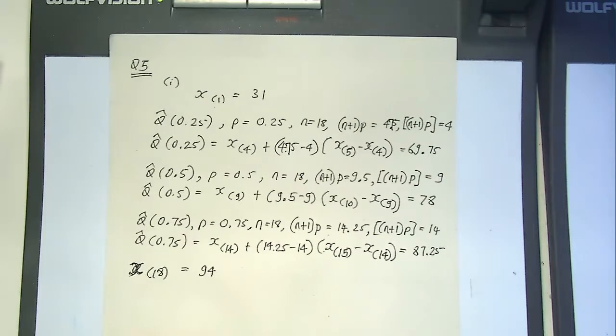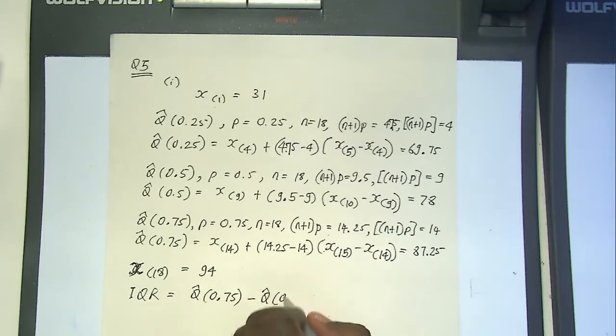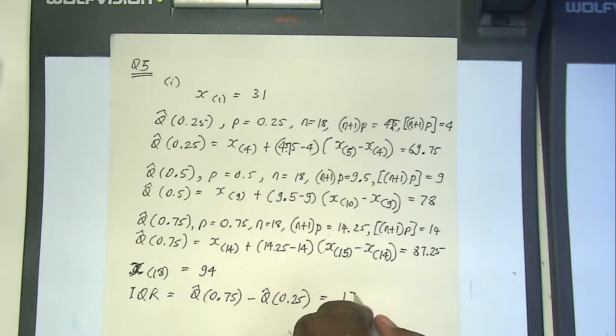And you are also asked to find the IQR. Do you guys remember what an IQR is? What's the definition of IQR? It's the difference between the third quartile and the first quartile. Yeah. Do you remember that? Okay. So the difference between the two numbers we computed so far is 17.5.